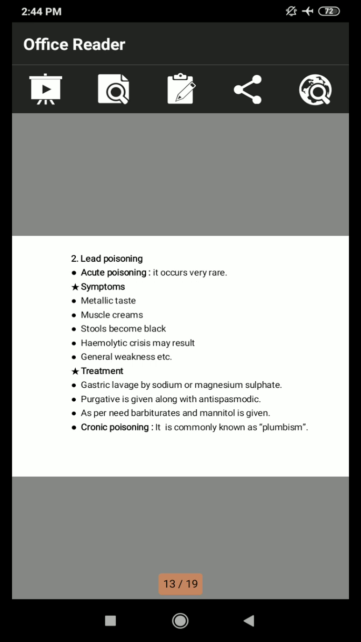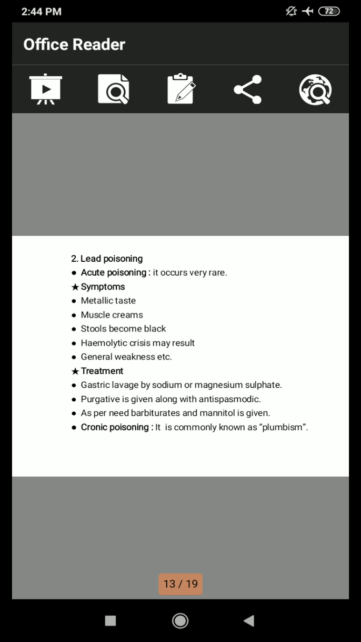Then next is chronic poisoning. In that, it is commonly known as plumbism. Chronic lead poisoning occurs over a prolonged period of time. Mainly it is seen in children playing with lead or in workers of printing and petroleum industries.